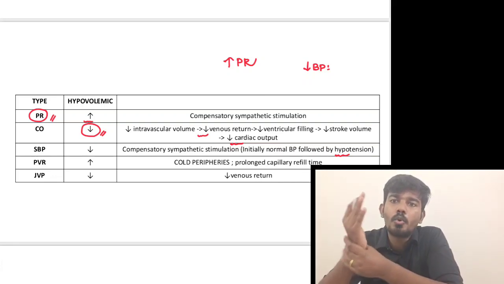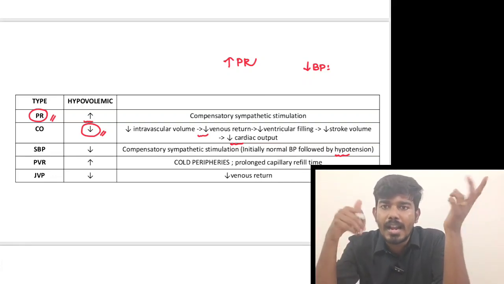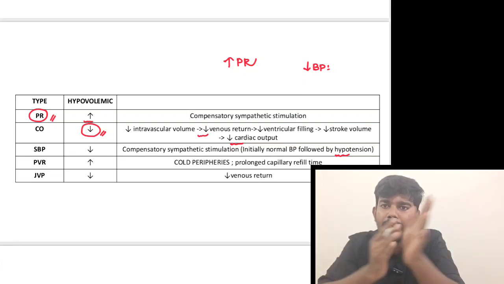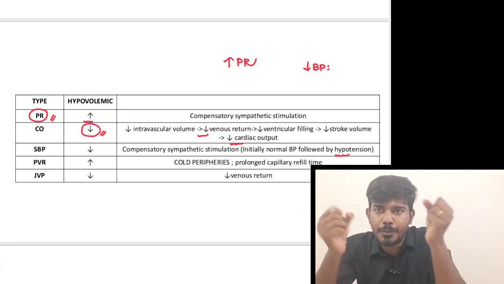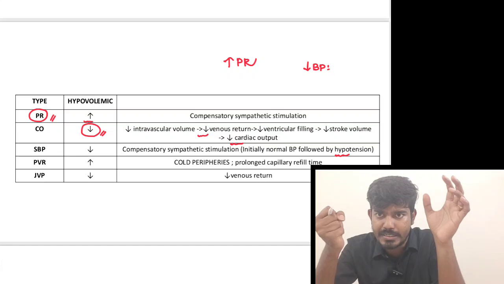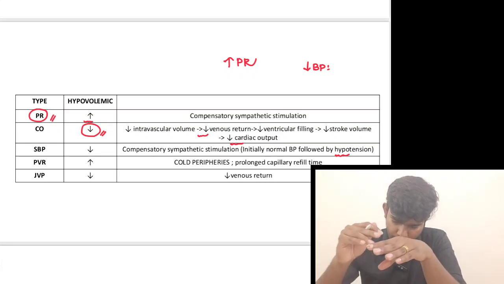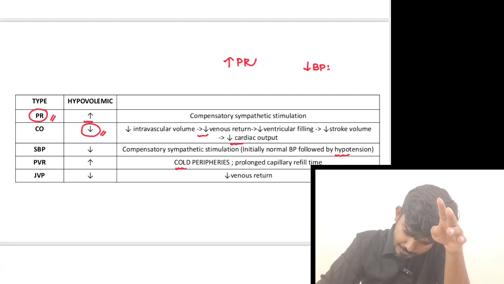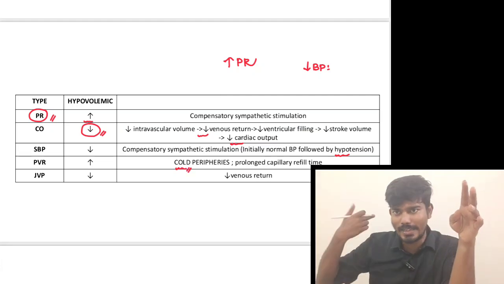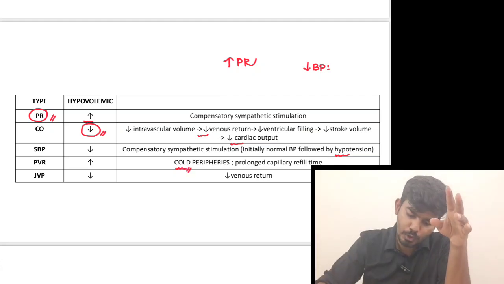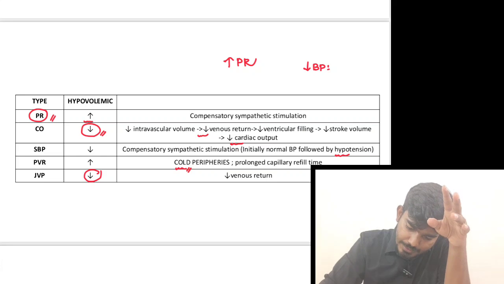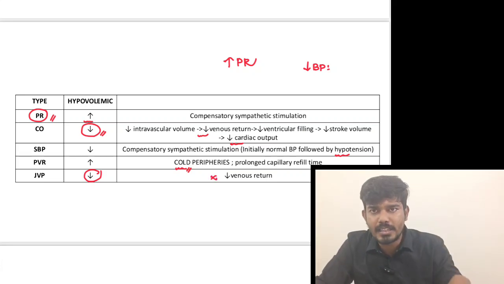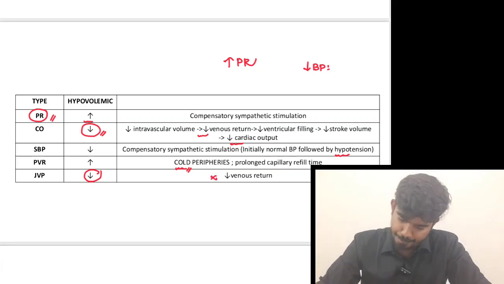Also there are cold peripheries. Since there is already less blood, what happens? It cuts off all the blood going to the periphery. So there will be peripheral vasoconstriction, and the patient will be having cold peripheries. Because the venous return is less, jugular venous pressure will be low. So there will be decreased venous return in case of a hypovolemic shock.